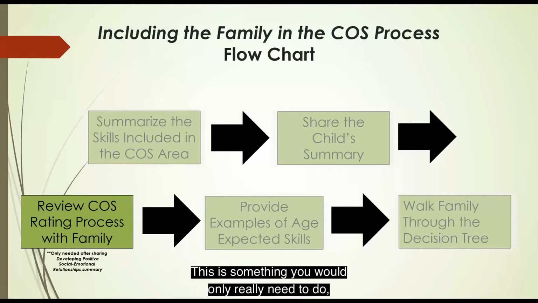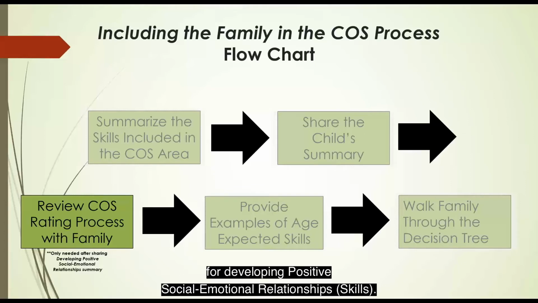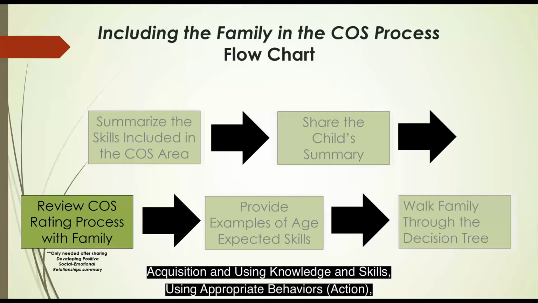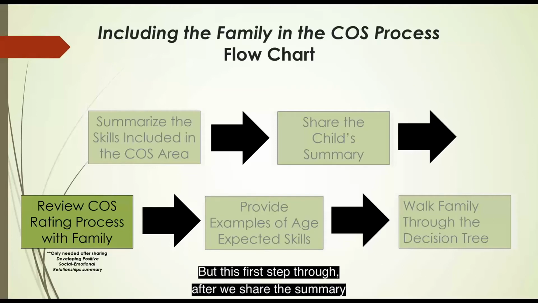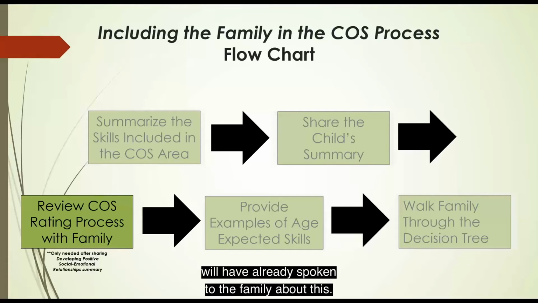The next step here is reviewing the COS rating process with the family. This is something you would only really need to do before determining the rating for developing positive social emotional relationships, because you're going to review it there, and then by the time you get back to acquisition, use of knowledge and skills, use of appropriate behaviors, the family will remember this. But for this first step through, after we share the summary of developing positive social emotional relationships, and the family agrees that's a good picture of them, or they gave us a little piece of information that we added, we then want to just quickly review the COS rating process with the family. The service coordinator will have already spoken to the family about this.